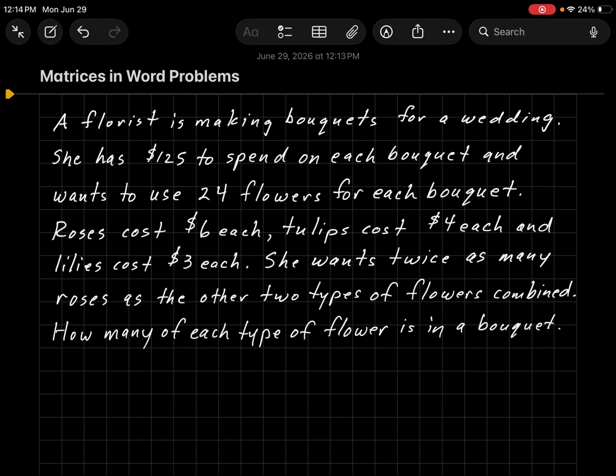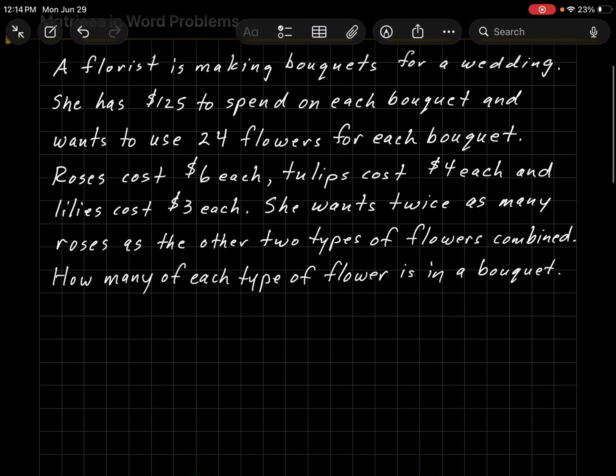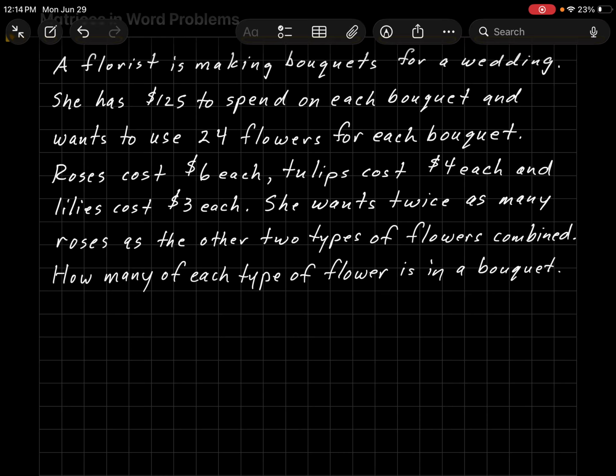So in the first problem, a florist is making bouquets for a wedding. She has $125 to spend on each bouquet and wants to use 24 flowers for each of the bouquets. Roses cost $6 each, tulips cost $4 each, and lilies cost $3 each. She wants twice as many roses as the other two types of flowers combined. How many of each type of flower is in a bouquet?